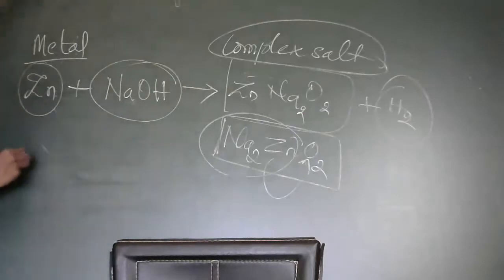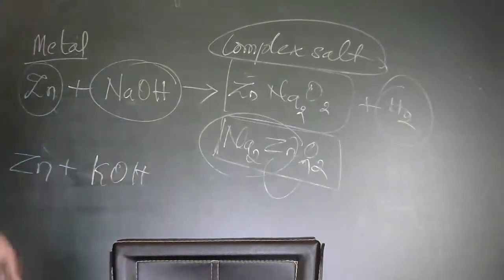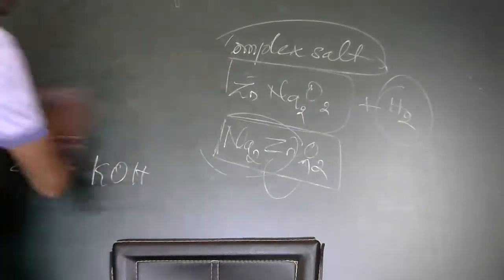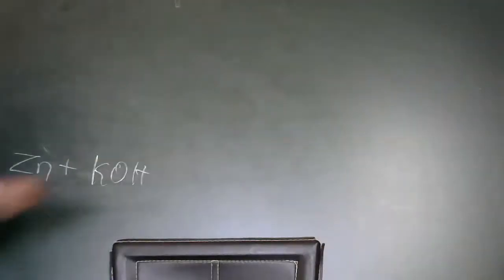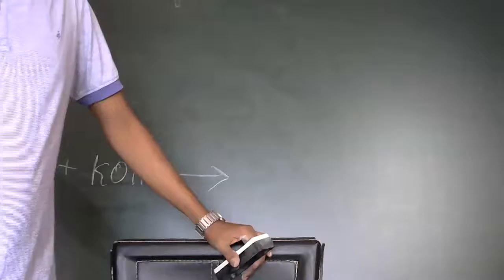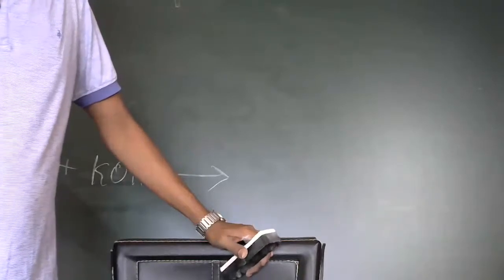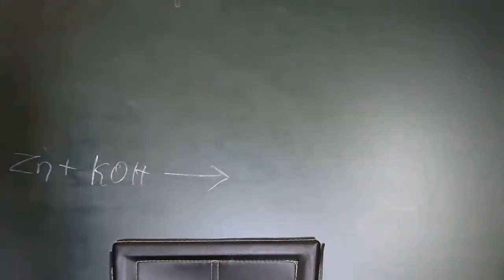So suppose you write this reaction yourself. One more I will give: with KOH, what compound is formed? Just write it on your own. Zinc reacts with potassium hydroxide. What is the compound formed?